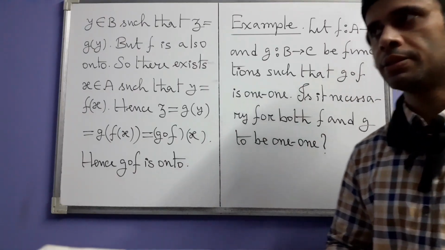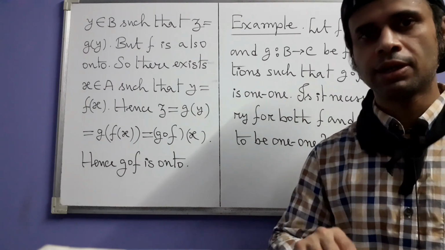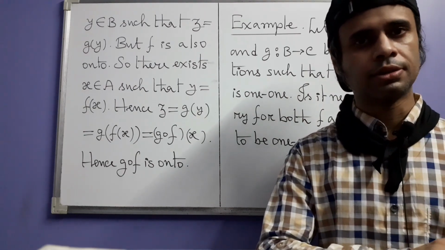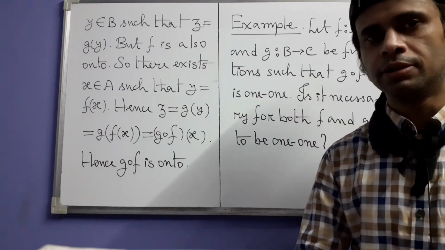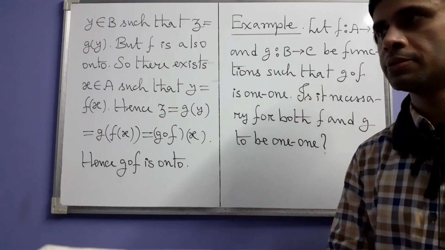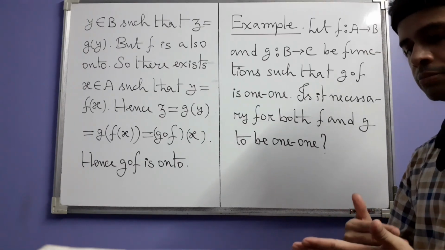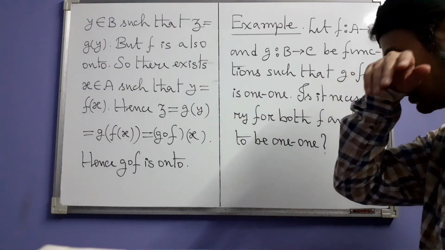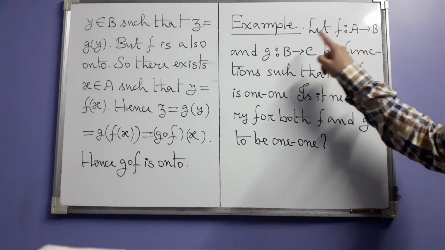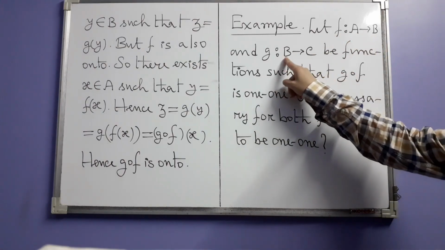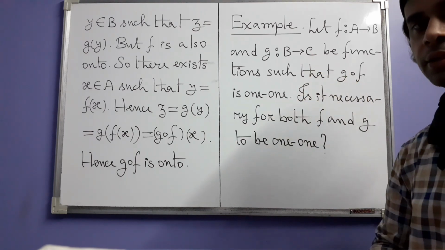What is the implication of this? The implication of this is that if f and g are both bijective, that means 1-1 as well as onto, then their composition is also bijective. This is a very important result, and its importance you will realize later on in higher mathematics. But now in this next example we ask the converse question. Converse question means, let's just see what this says. Again you have the functions f and g, f maps A into B and g maps B into C, and they are such that the composition is 1-1.